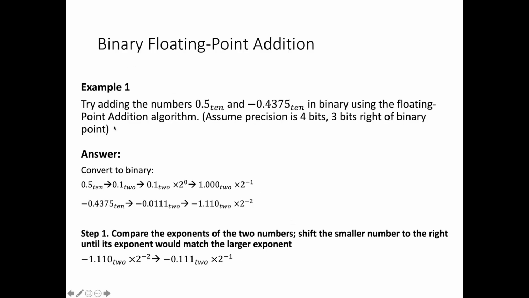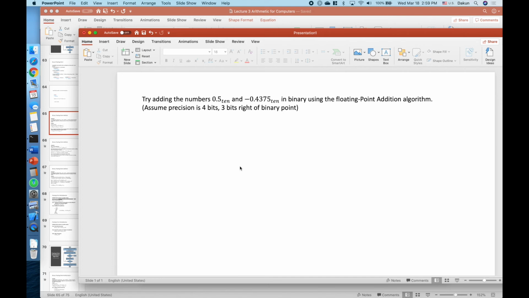And here is a binary floating point addition example. So let's try to add the numbers 0.5 in decimal and negative 0.4375 in decimal, in binary, using the floating point addition algorithm, and assume the precision is 4 bits and 3 bits right of the binary point. Alright, so I will do this example here.